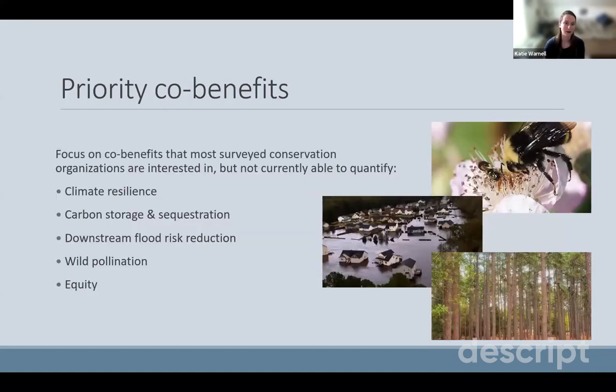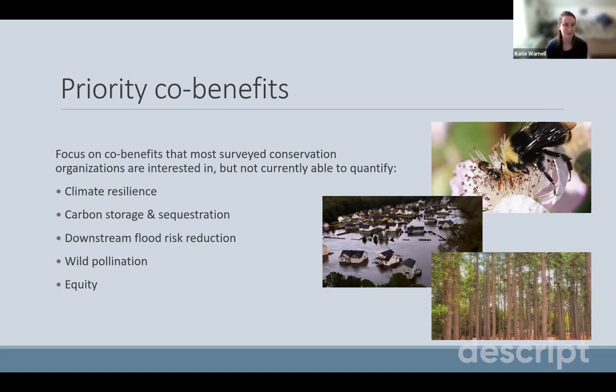So we've done some outreach to land trusts and conservation organizations in the state. And we want to focus this work on co-benefits that they are interested in and think would be useful to have information about, but that they're not currently quantifying on their own. They don't currently have the tools to quantify. We don't want to create a tool that overlaps with what they're already doing, or that it's just one more tool among this long list of tools that maybe don't get much use. So we're trying to fill a gap rather than recreate anything they're already doing.